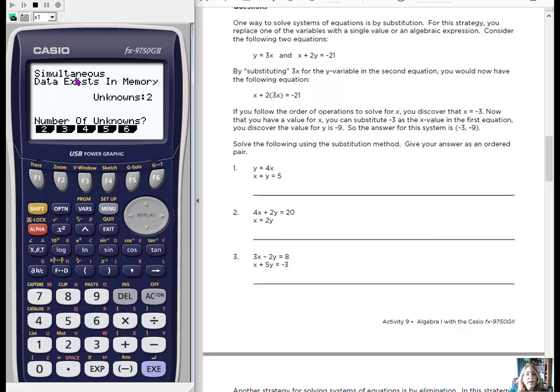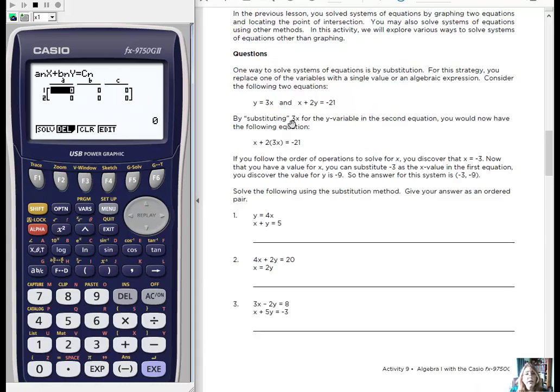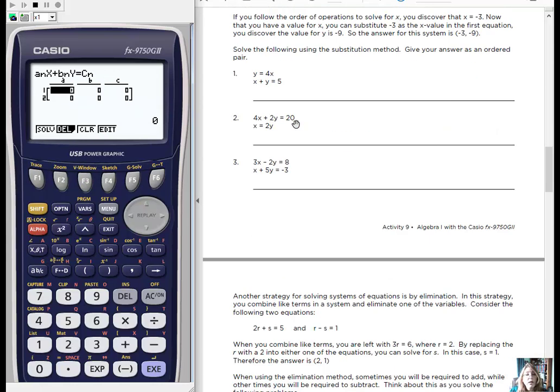And then the first thing it asks me is how many unknowns. So notice I have an X and a Y, two unknowns. I could have 3, 4, 5, but in this case I have 2. So I'm going to choose F1 again because it's under the 2. Whoops, and let's clear that out. And so what you're going to do, let's go back up, is enter your unknowns into these positions.